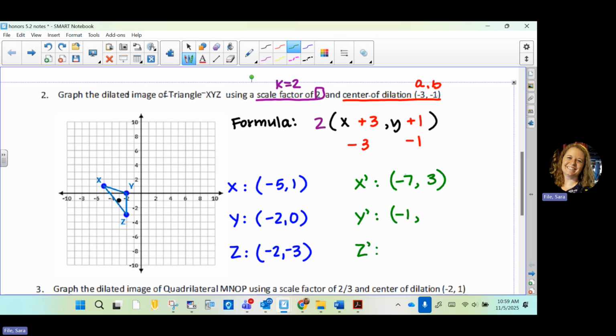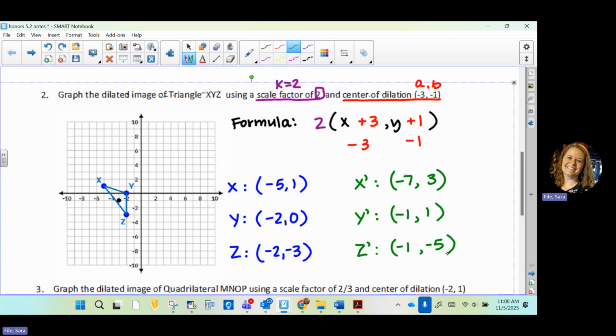Okay, now I'm going to take the Y value 0 and plug it in for y. So for my y, 0 plus 1, 1. 1 times 2, 2. 2 minus 1, positive 1. Okay. Last one, negative 2 in for x. So negative 2 plus 3 is positive 1. Positive 1 times 2 is 2. 2 minus 3 is negative 1. Okay, the y value is negative 3. Negative 3 plus 1 is negative 2. Negative 2 times 2 is negative 4. Negative 4 minus 1 is negative 5.